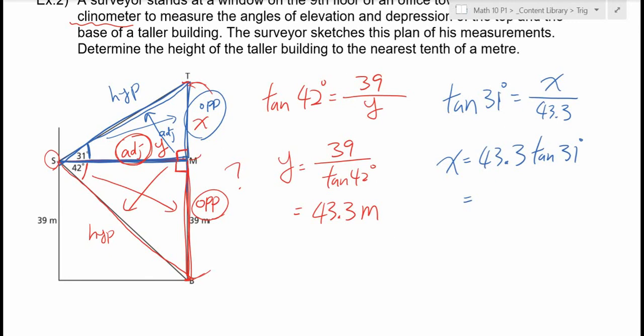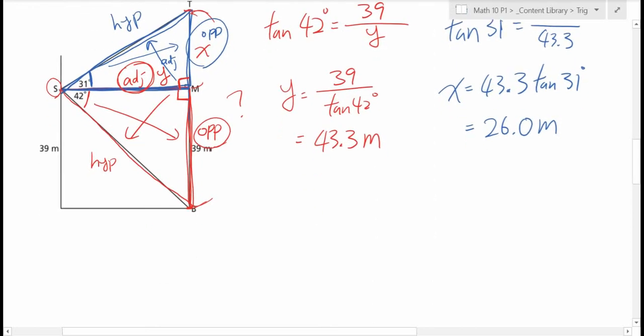So you avoid rounding until the very, very last step, which will give you 26.0 meters. Okay, so avoid rounding if possible.